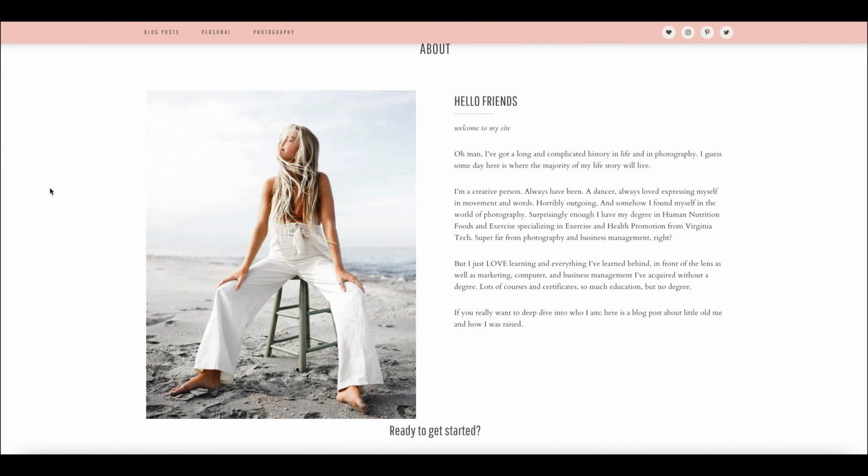And then you go into, but I just love learning. And then you go into, I acquired everything I know without a degree, lots of courses and certificates, so much education, but no degree. And I get what you're trying to say, but I think it can come across as you talking kind of down on yourself. The reason I get that vibe also is because you said you're horribly outgoing. I don't think saying horribly outgoing is bad, but when you couple it with, look, I did all this school and I didn't even get a degree in what I thought I was supposed to do. Like, oh, look, I've learned and learned and learned, but no degree. It's just not the most uplifting way to end an about section.